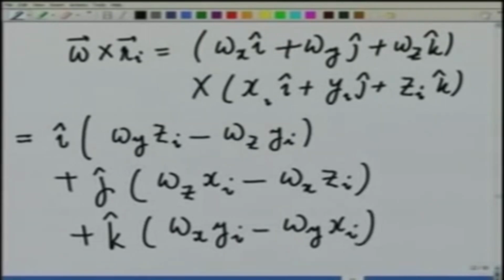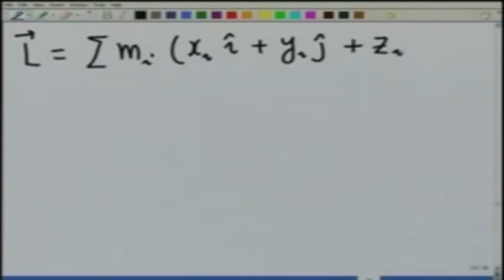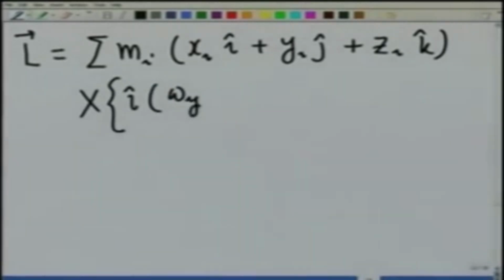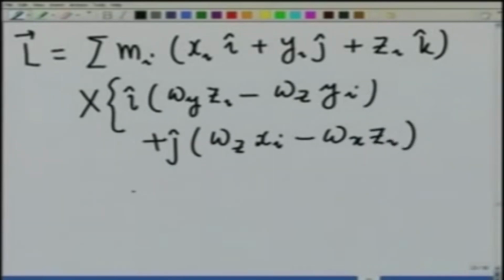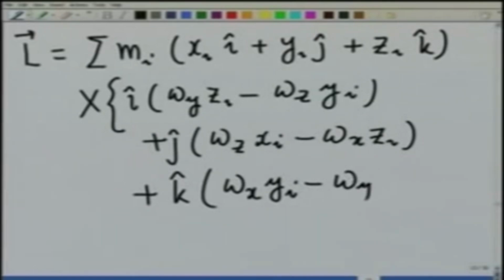Therefore the angular momentum L is going to be equal to summation mi (xi i plus yi j plus zi k) cross [i (omega y zi minus omega z yi) plus j (omega z xi minus omega x zi) plus k (omega x yi minus omega y xi)].